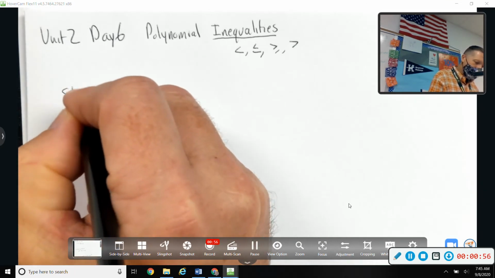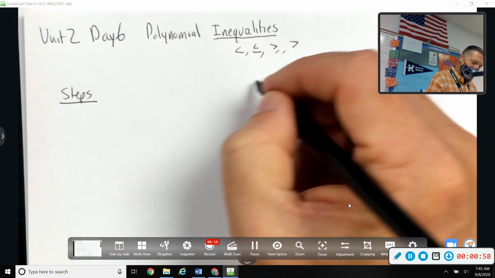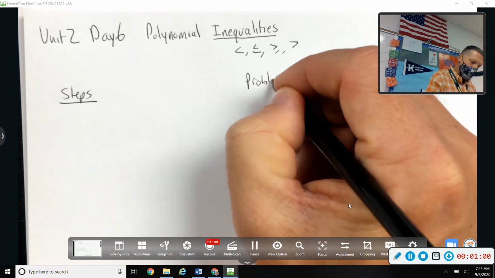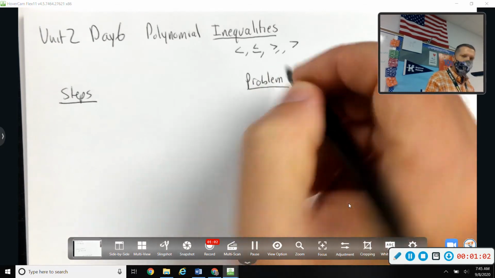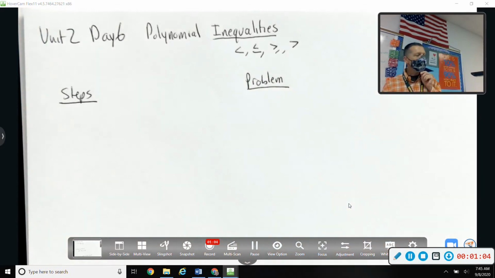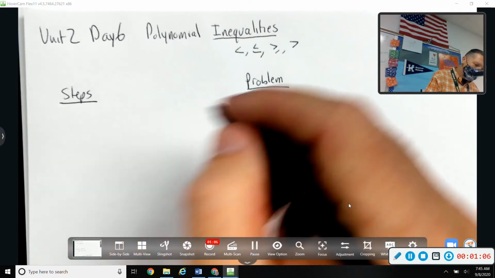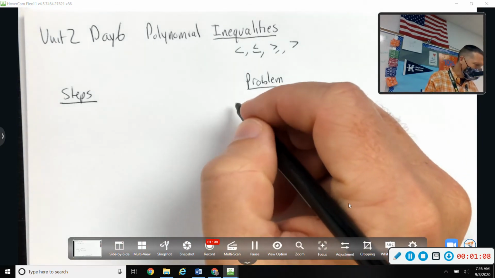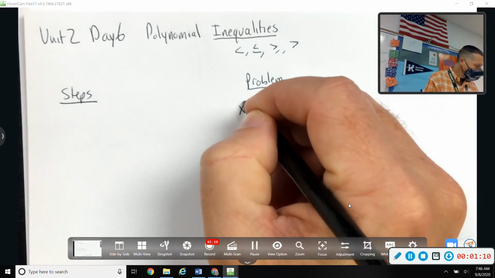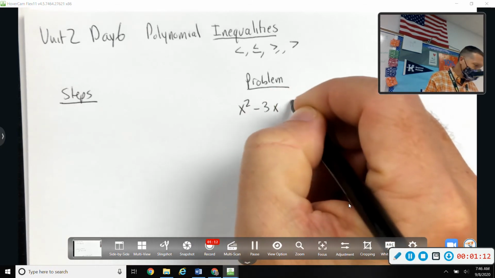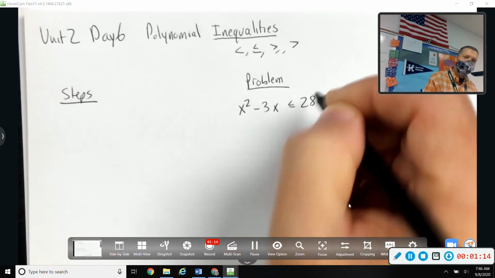So let's do another one of these where I'll list the steps while we work the problem. Again, this is, I think, old news for you, but I guess we'll find out. So x squared minus 3x is less than or equal to 28.